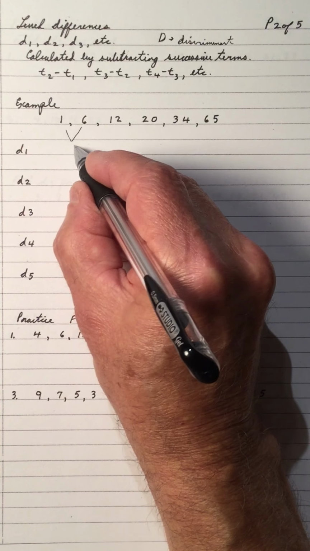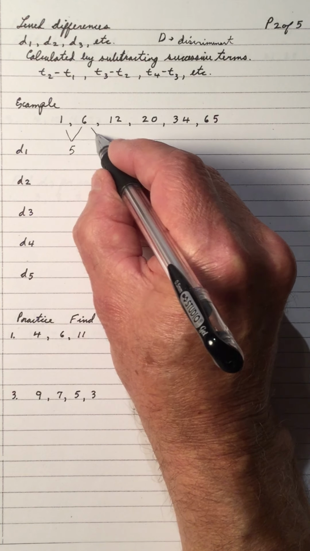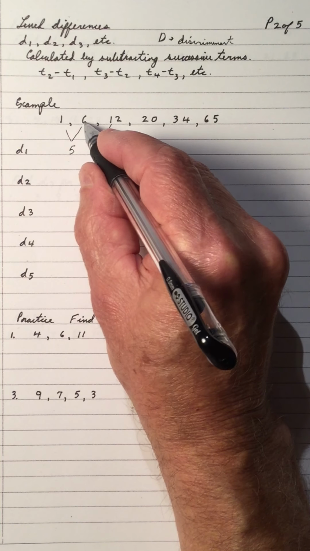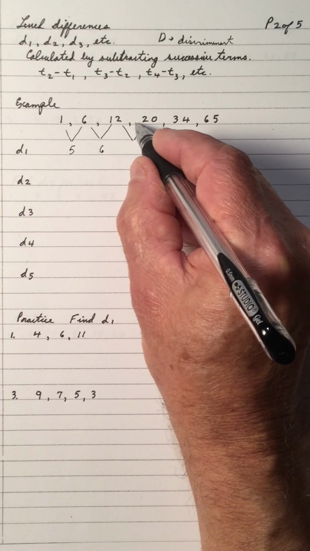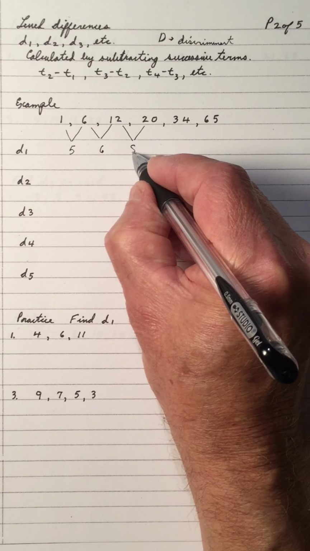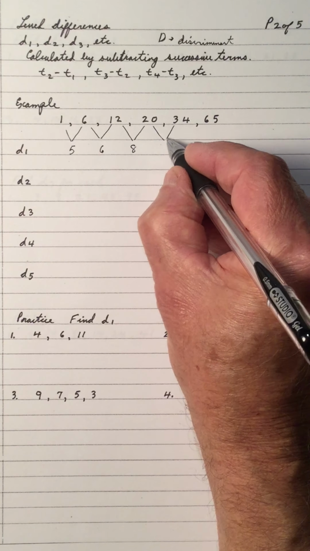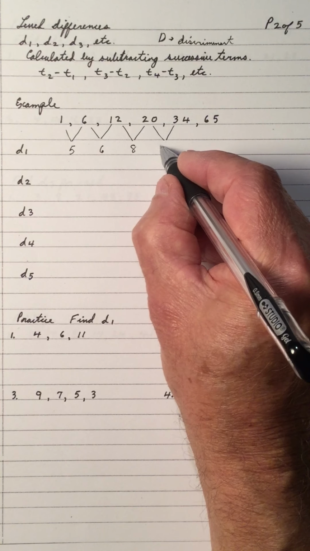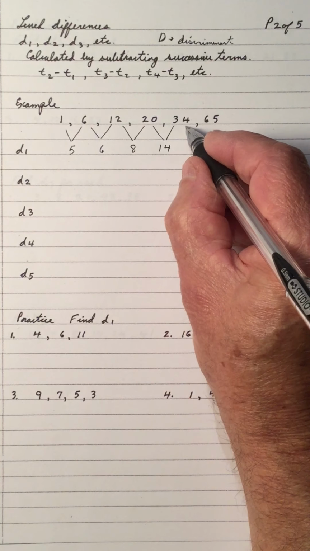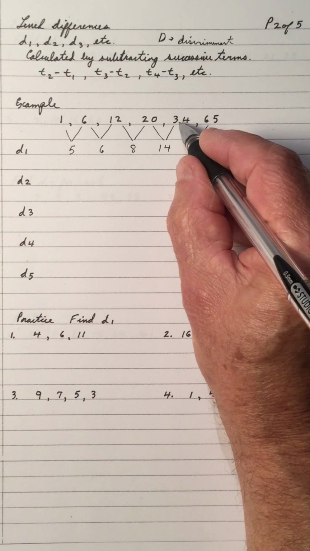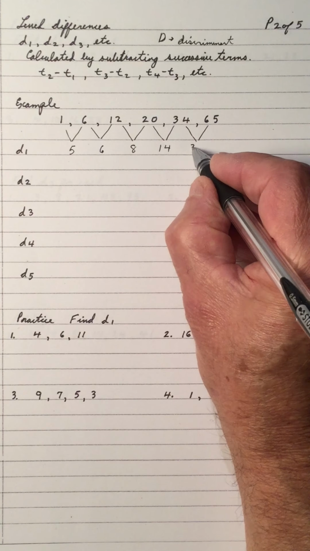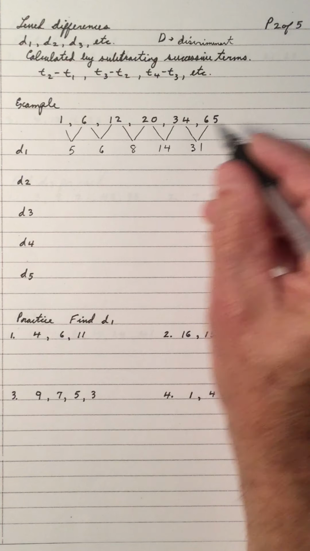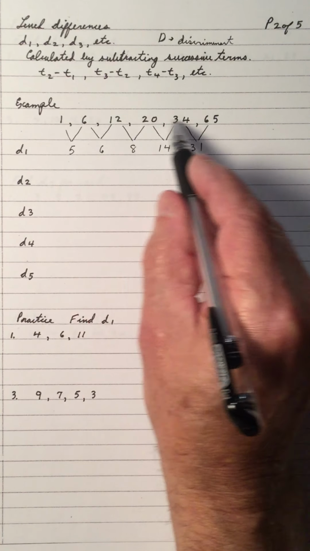6 minus 1, 5. And 12 minus 6, 6. 20 minus 12, 8. 34 minus 20, 14. 65 subtract 34 is 31. So that's the first level differences on these numbers.